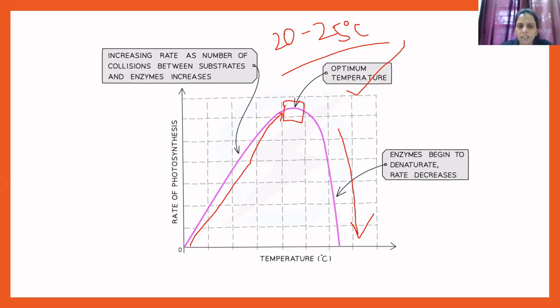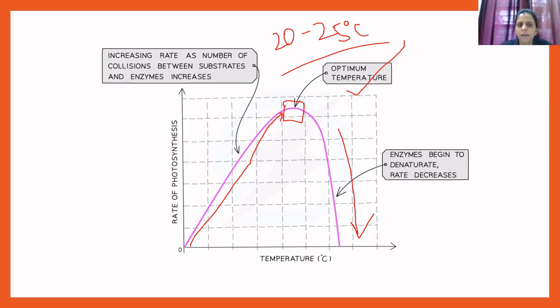Okay. So remember this, enzymes get denatured after optimum temperature. If temperature goes beyond optimum temperature, enzymes get denatured, and the meaning of the term denatured is that the shape of the active site of the enzyme changes, and hence substrate molecules will not be able to fit into the active site of the enzyme. Okay, so remember very well that initially with increase in temperature, rate of photosynthesis increases.